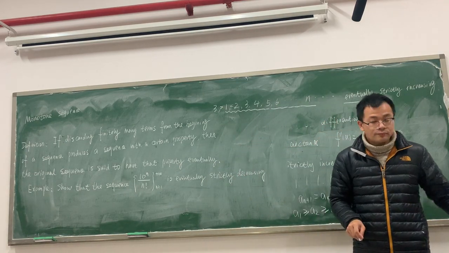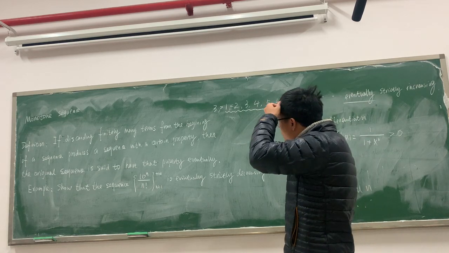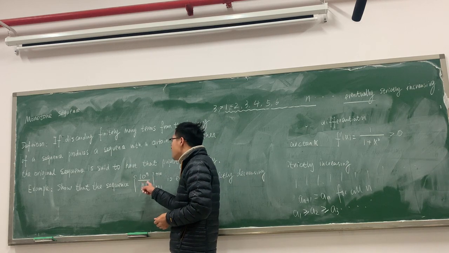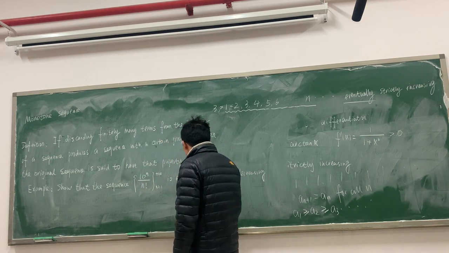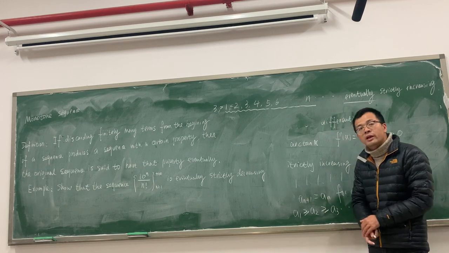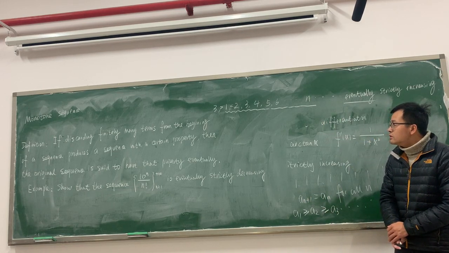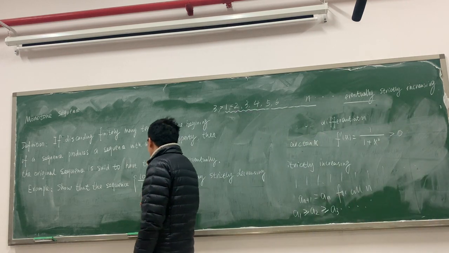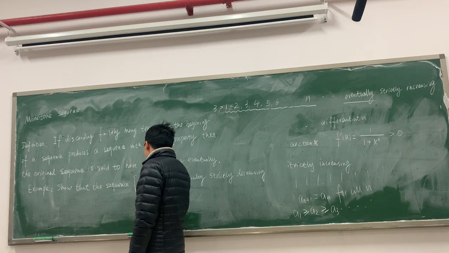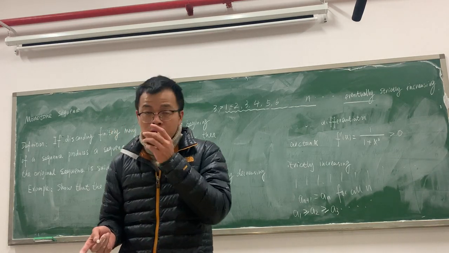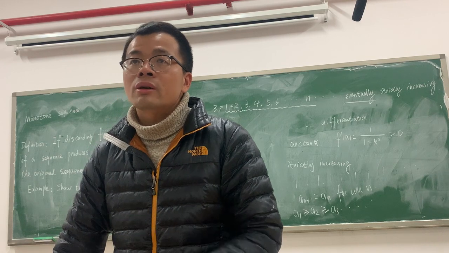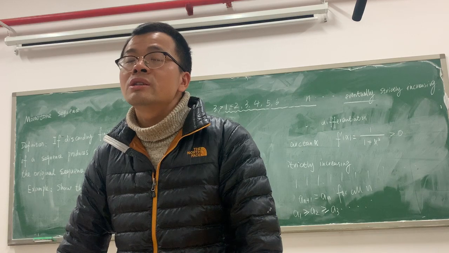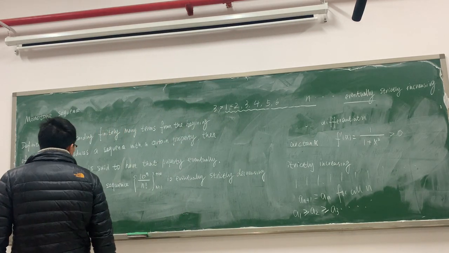Show that the sequence 10 to the power n divided by n factorial is eventually strictly decreasing. Because we have n factorial and a power of 10, we cannot use the subtraction method. We should choose the second method and look at the quotient.